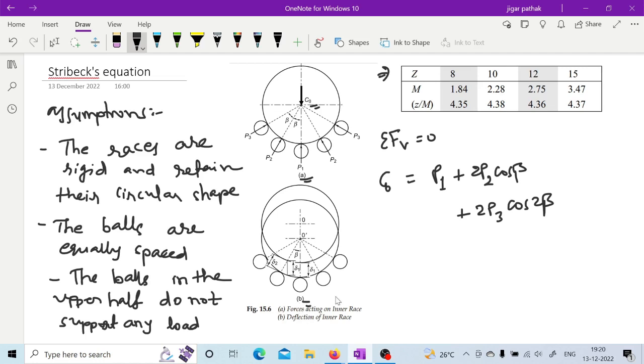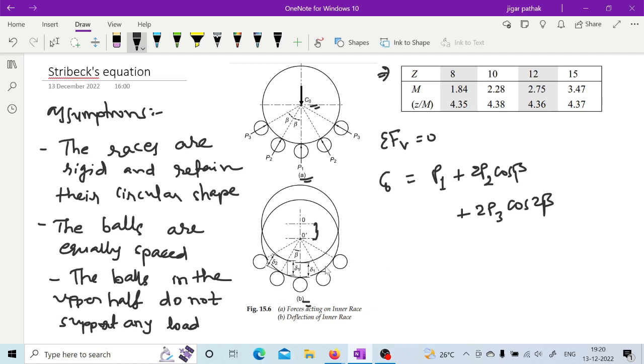Now here in figure B, we are shown the deflection because of this static load. Here it is exaggerated; actually not this much deflection may be there, but for the sake of understanding, they have shown that it has deflected from O to O dash, right. Because of that, the inner race will also have this deflection of delta 1. So at P1 the deflection is delta 1, while at P2 the deflection is delta 2 as mentioned here.